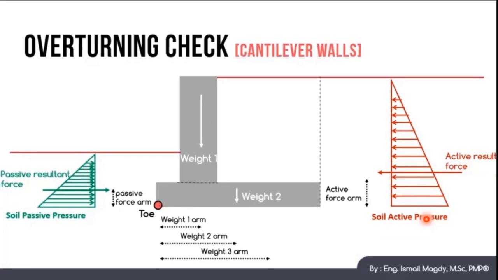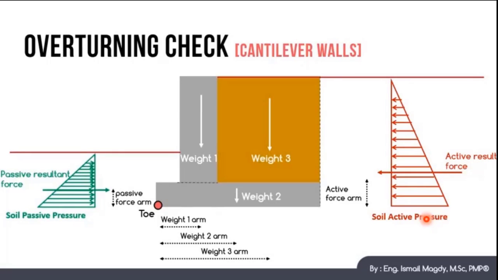And the last case here is going to be check of overturning in case of cantilever walls. And again, it is going to be the same as what we did in gravity walls, except that we are going to add the weight of the soil multiplied by the arm to the toe. So now, let's have a couple of examples on this.